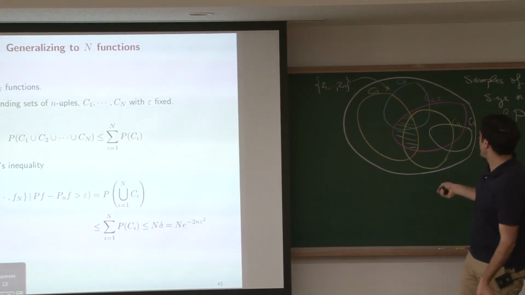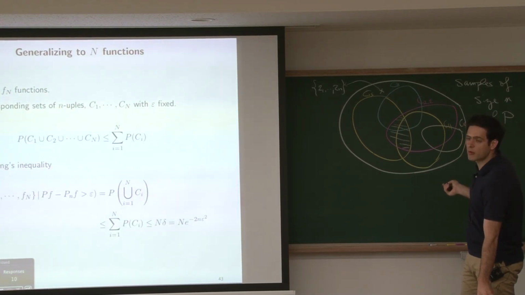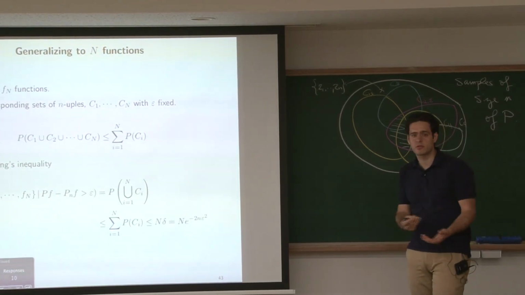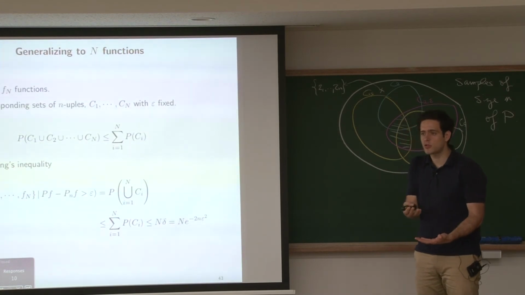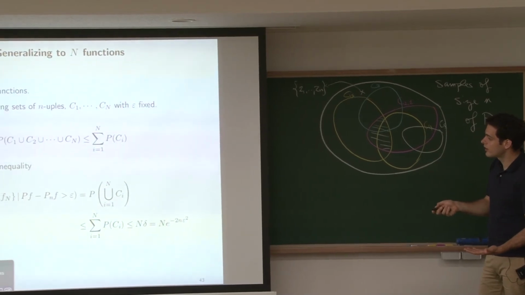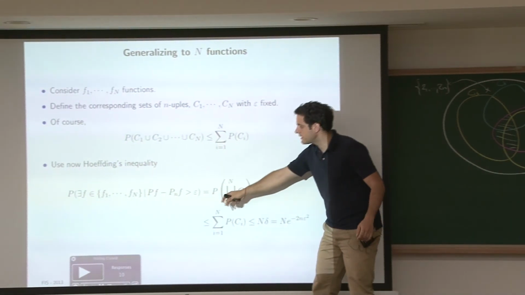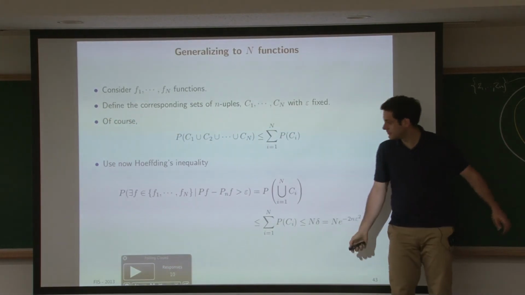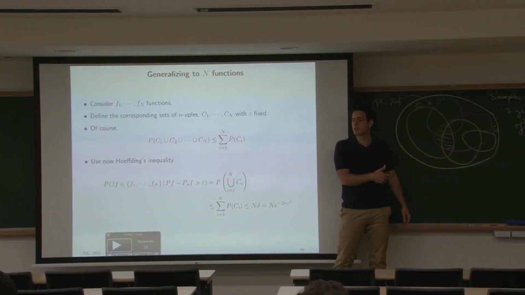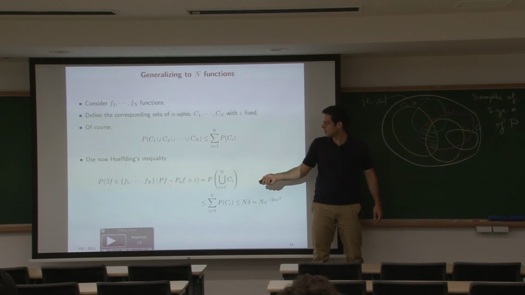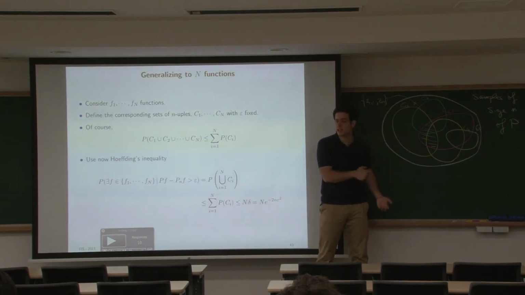Of course, the probability of the union of all these is smaller than the sum of the probabilities. So if I take one point in this union, I know for sure that for one of the functions, the true mean will be far from its empirical mean. So the probability that there exists a function such that Pf minus Pnf is bigger than epsilon is exactly the probability of that union. Any point in that union is such that there exists one function for which the deviation is bigger than epsilon.